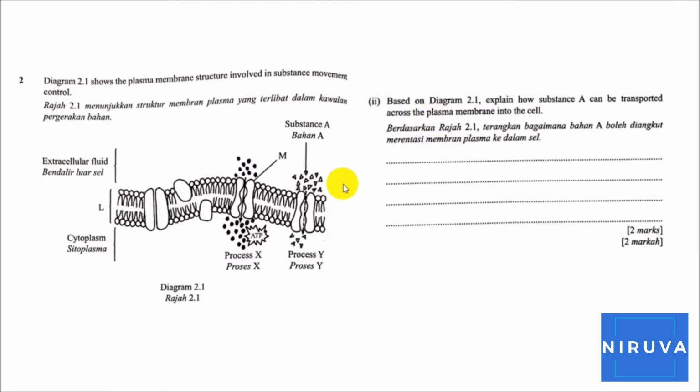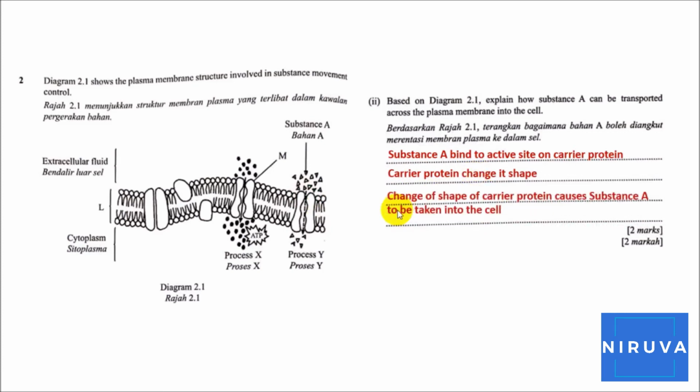Okay, and then based on this diagram, explain how substance A can be transported across the plasma membrane into the cell. Okay, basically just now we discussed that process Y is the passive transport, where it doesn't require any energy to let the molecules pass through the carrier protein, where substance A will bind to the active site on the carrier protein. So then the carrier protein will change its shape, and the change of its shape will cause substance A to be taken into the cell. And this process is what we call facilitated diffusion.